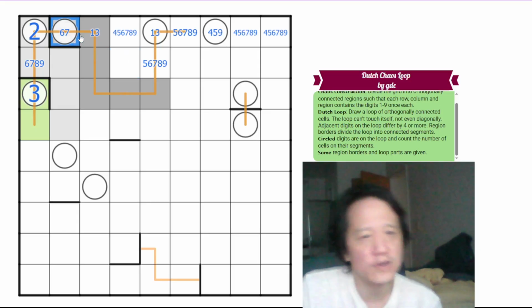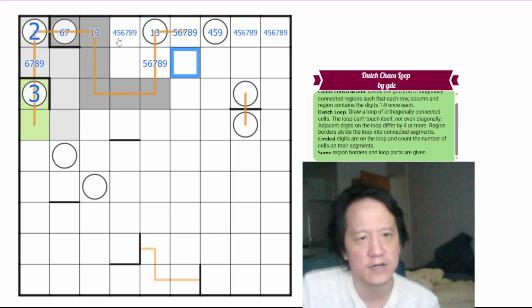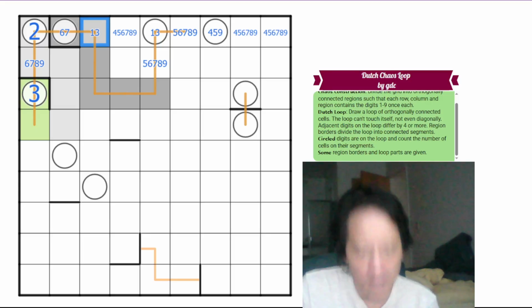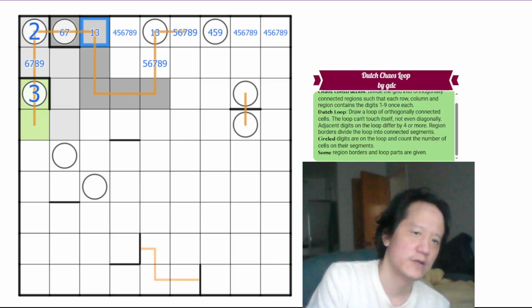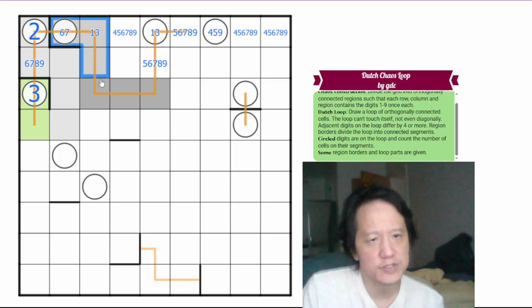If this is 3, that means this is 7. So then this is a separate region and is 1, but it can't exit out. So this can never be 3. Sorry, this can never be 7. If this was 7, that's 3. This would be 7 going this way. It can't touch itself again.